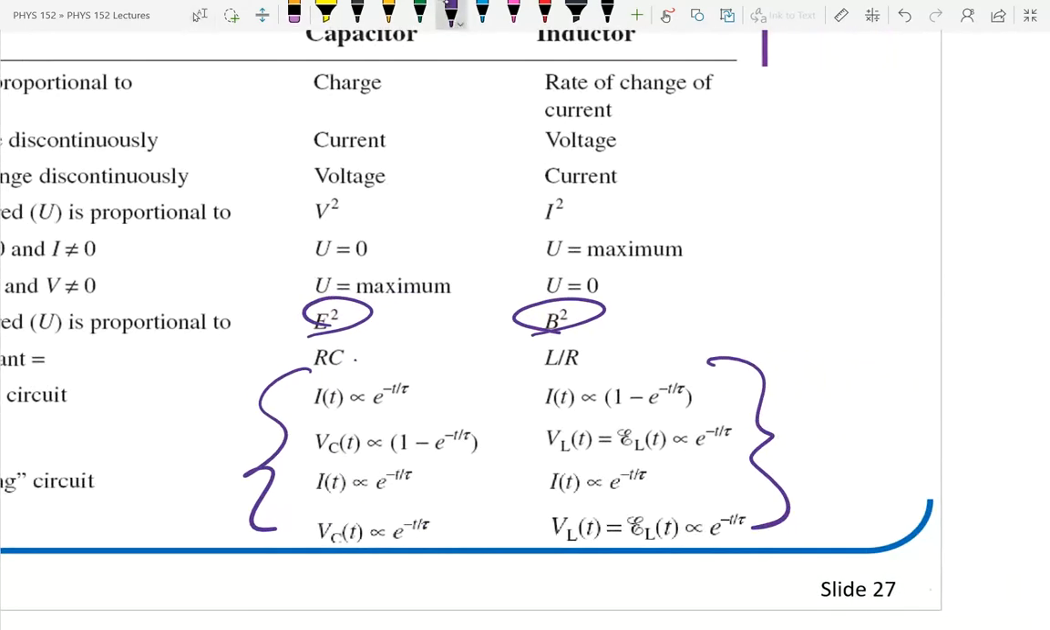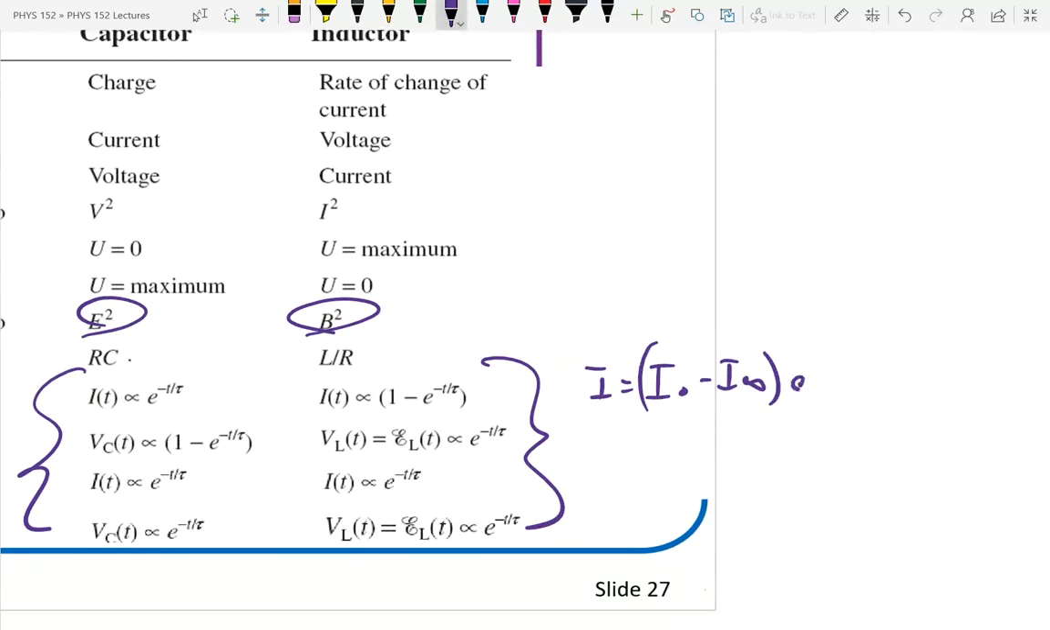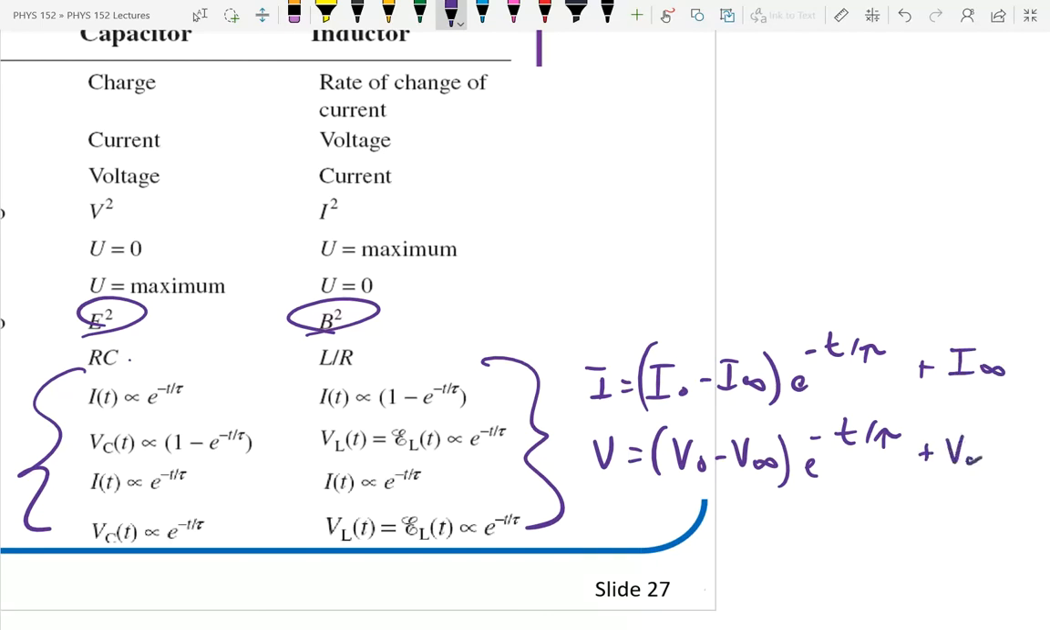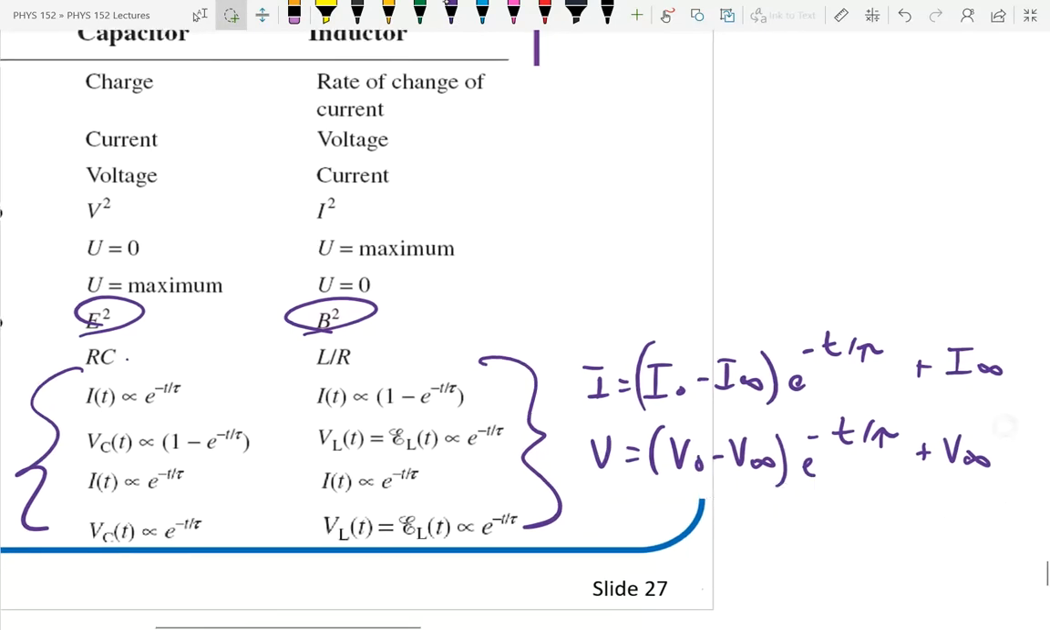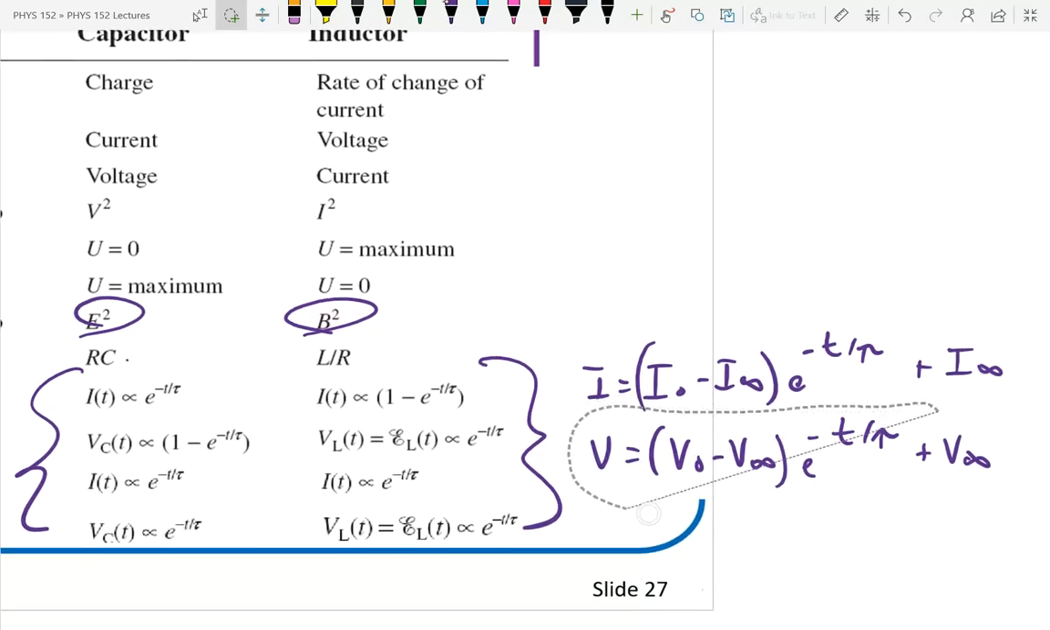So for any of these, I could have said I is equal to I0 minus I infinity, e to the minus t over tau. And V is equal to V0 minus V infinity, e to the minus t over tau. So those equations are going to be correct whether it's an inductor or a capacitor.